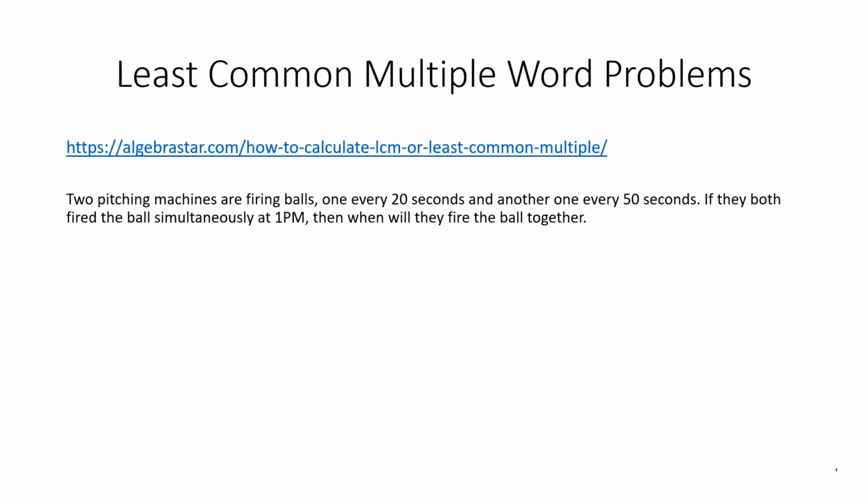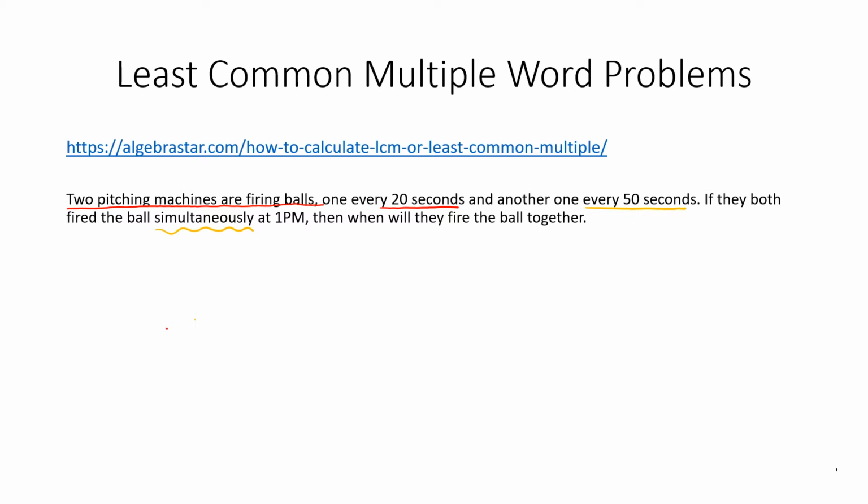So the question says, two pitching machines are firing balls, one every 20 seconds and one every 50 seconds. If they both fire the balls simultaneously, that means together, at 1 p.m., then when will they fire the ball together?